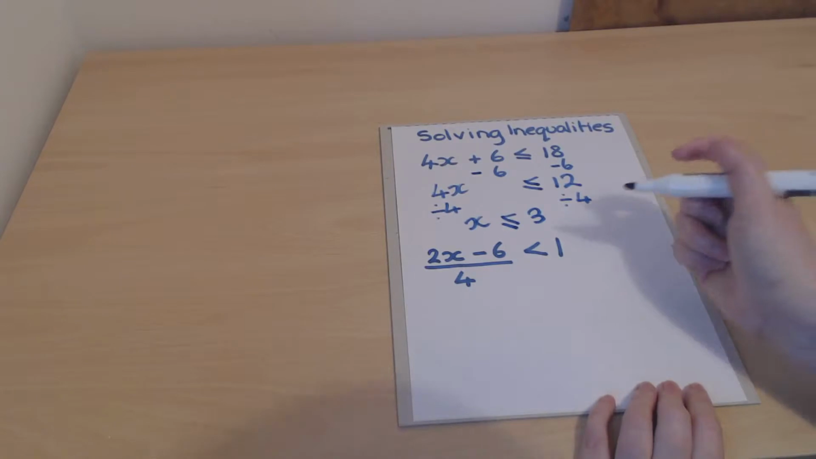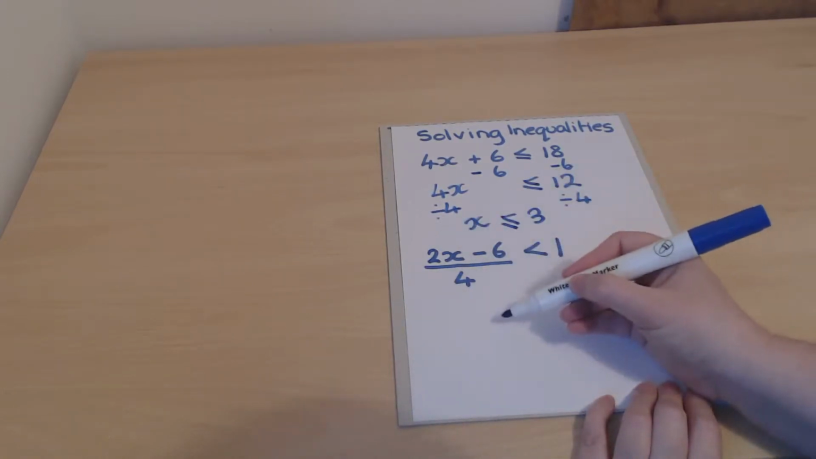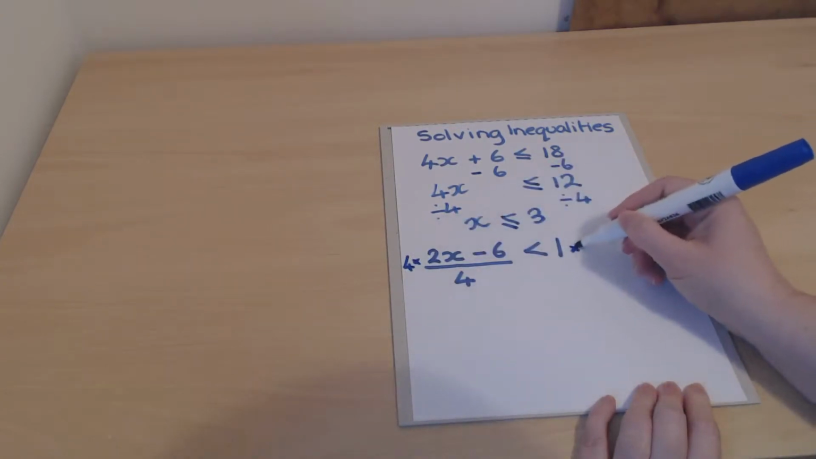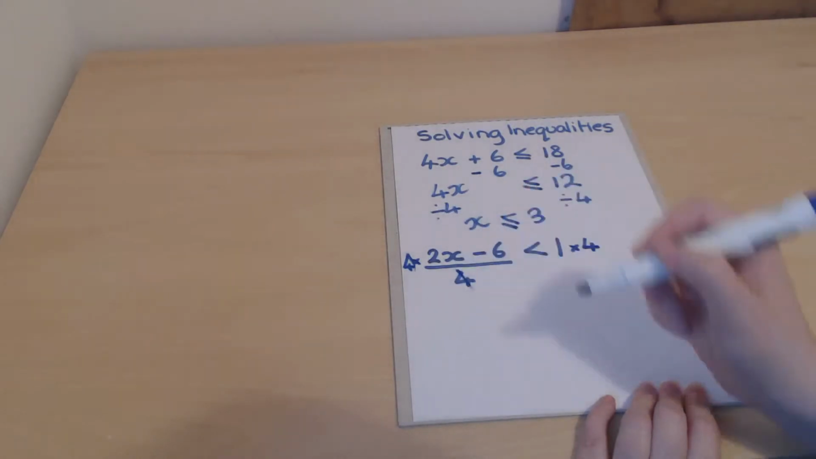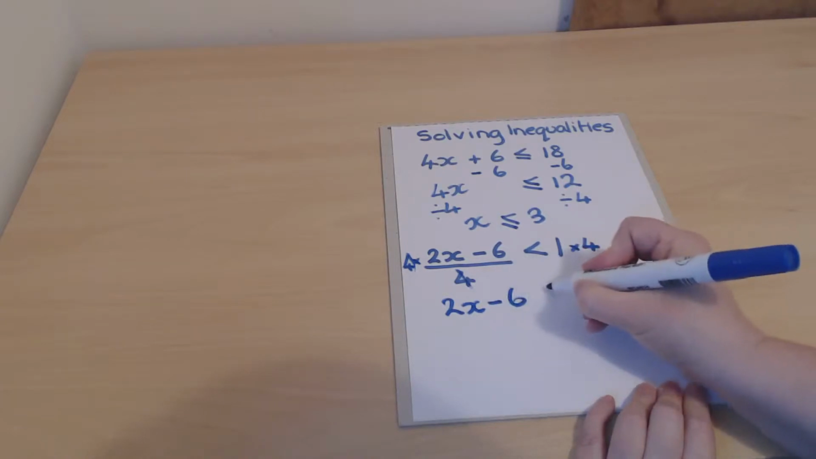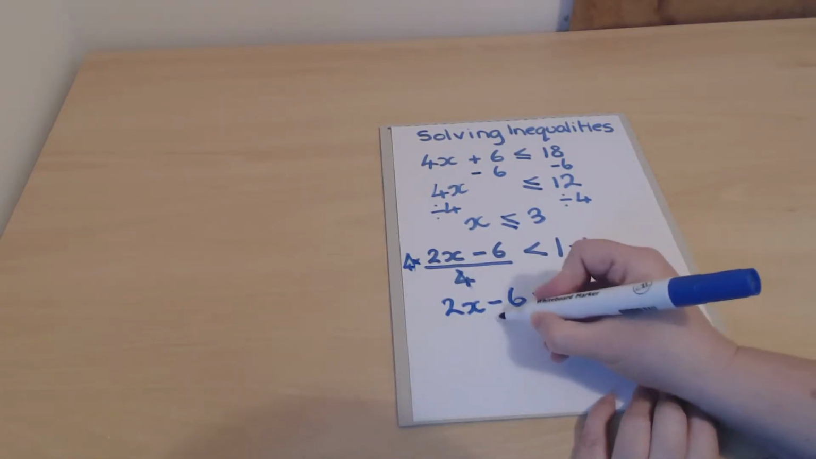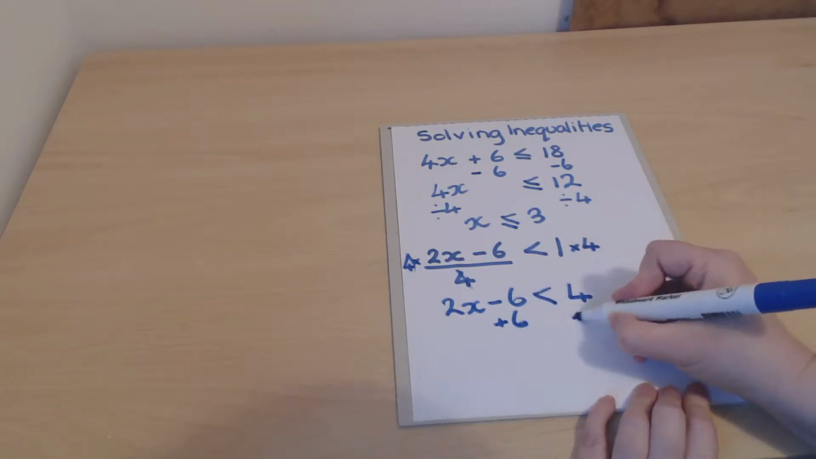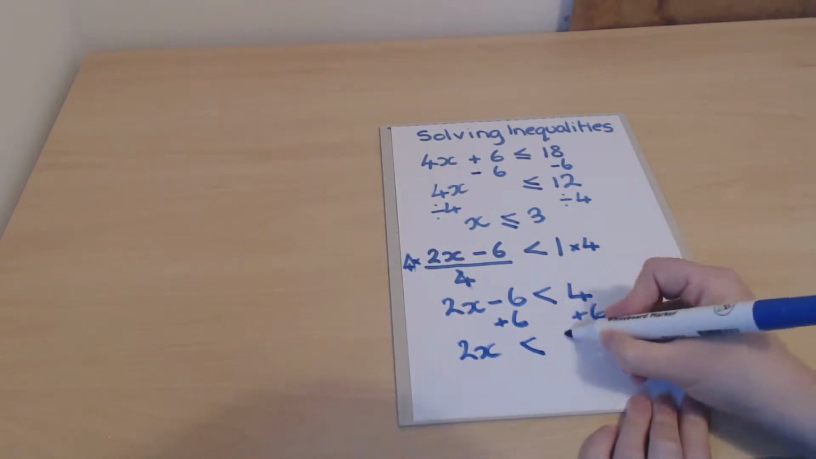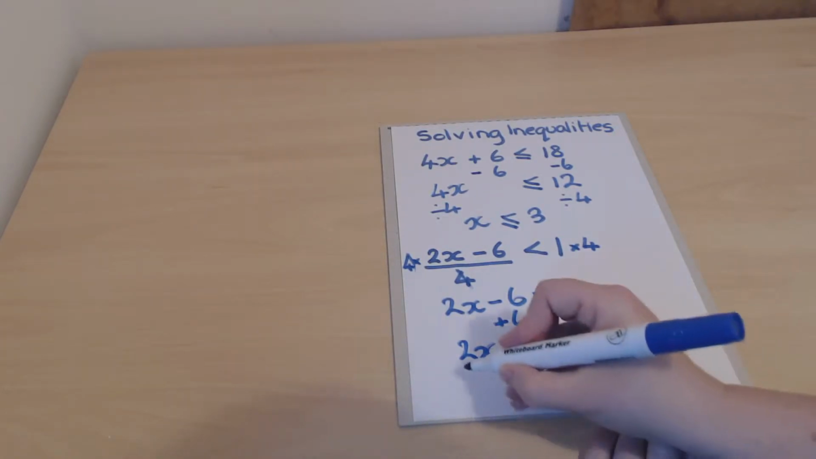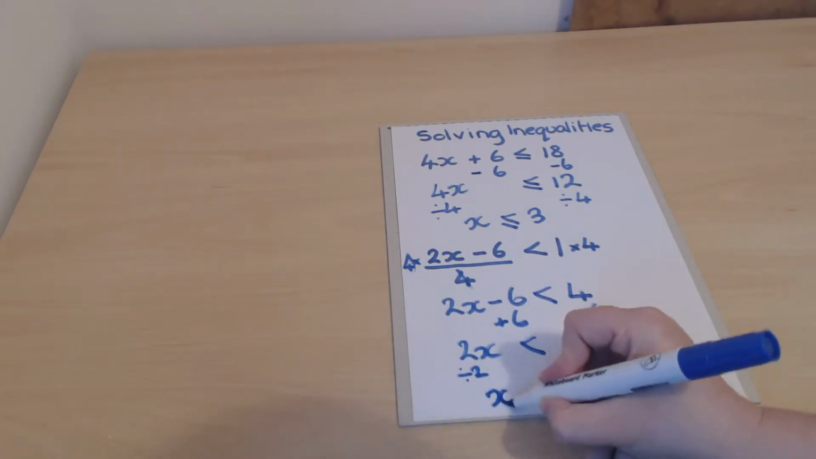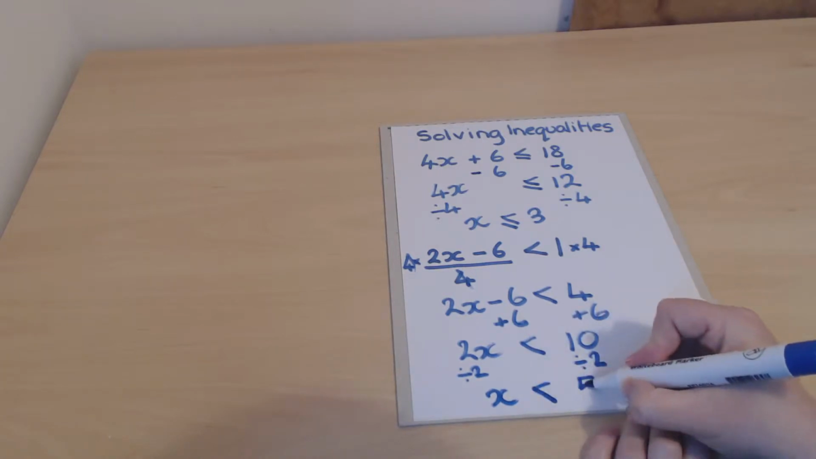So let's try another one here. With this one, the first thing we need to tackle is this 4 on the bottom. So we're going to multiply by 4 on both sides. That will make that disappear. So now we've got 2x minus 6 is less than 4. So now I'm going to add 6 to get rid of that. That's going to give me 2x is less than 10. And finally, we're going to divide by 2 on both sides to give us x is less than 5.